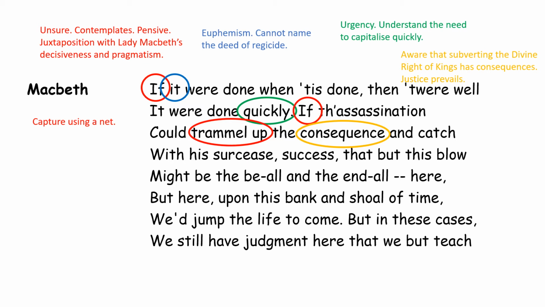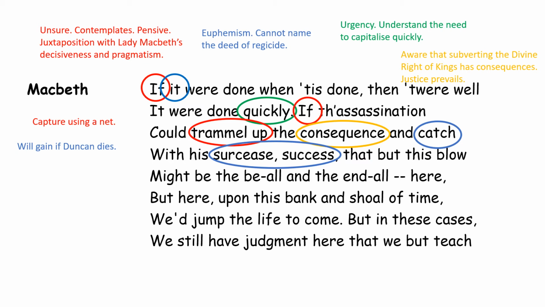"If the assassination could trammel up the consequence and catch with his surcease success": what we can see is that with Duncan's surcease, by him being killed, by his life ending, surcease means to end, then Macbeth will have success. And he's used the word catch there. What we see is that the more pain and suffering inflicted on somebody else, the more Macbeth will gain. And that's a really horrible thought. The more he takes from someone else, the more he receives.